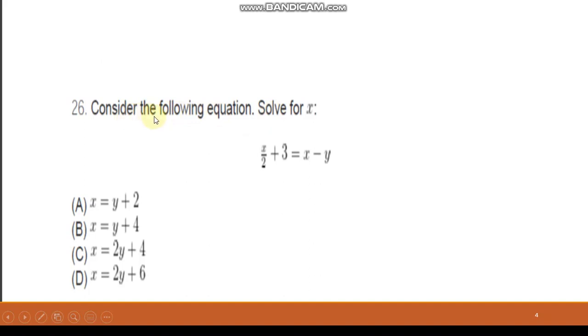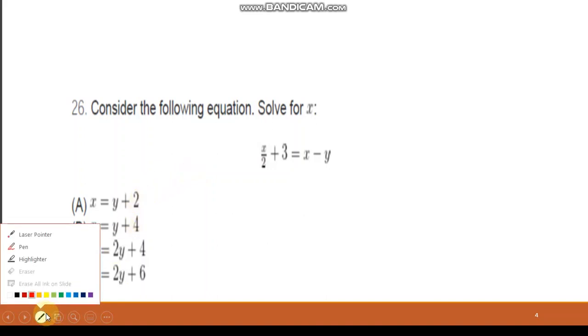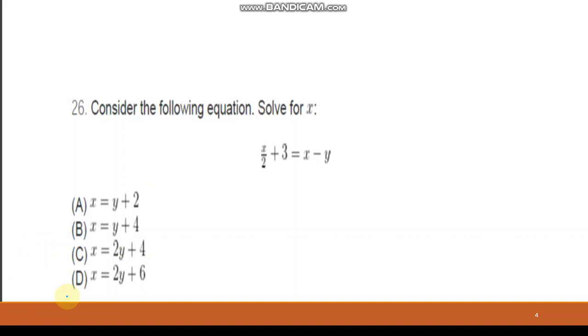There is a question: consider the following equation. This is your equation and you have to find the value of x, because that is what they require. These are the options. After you solve, you have to see which one is the right answer. So let's move towards solving this question.